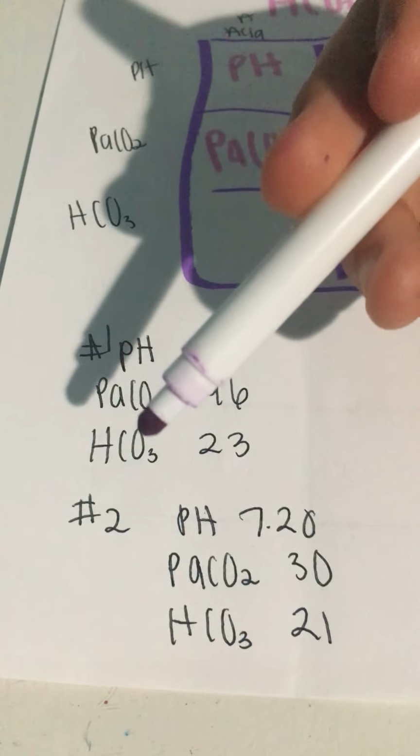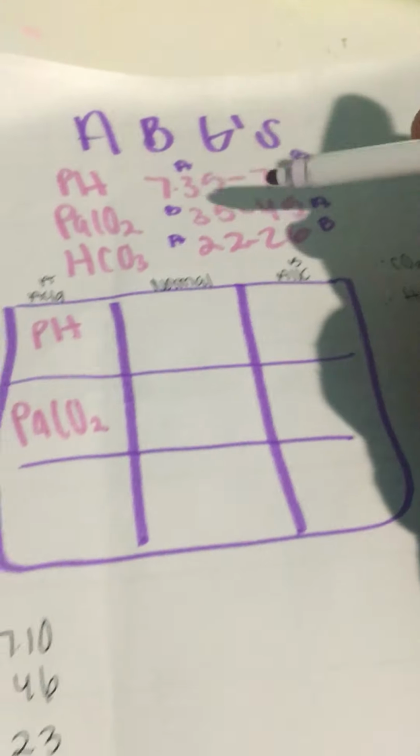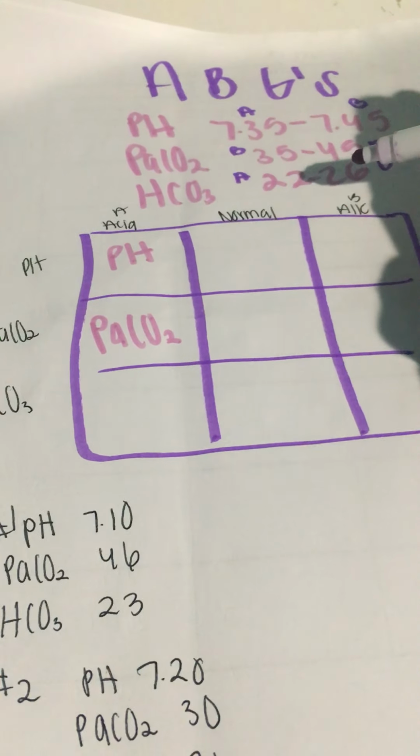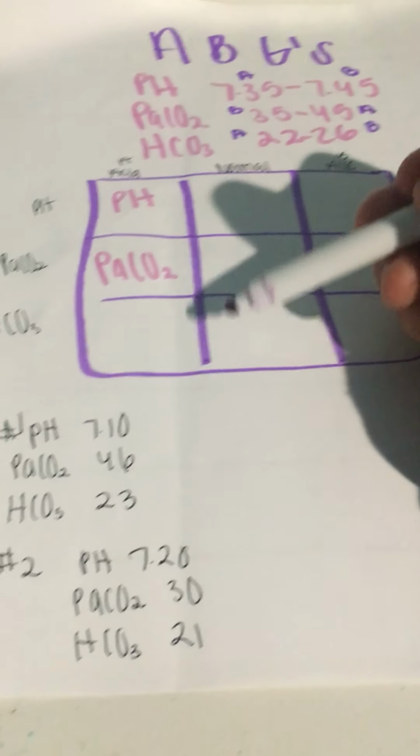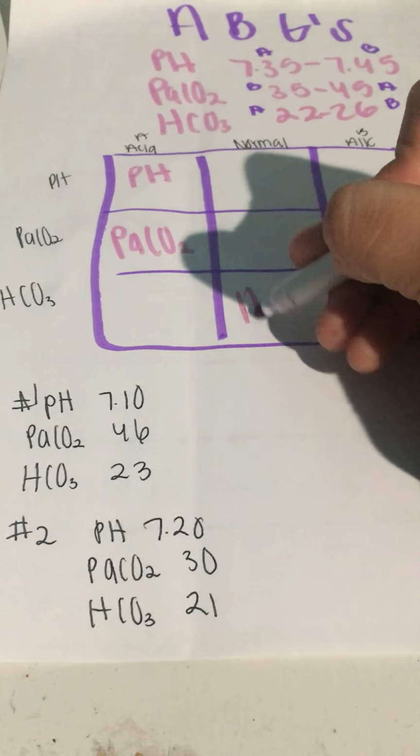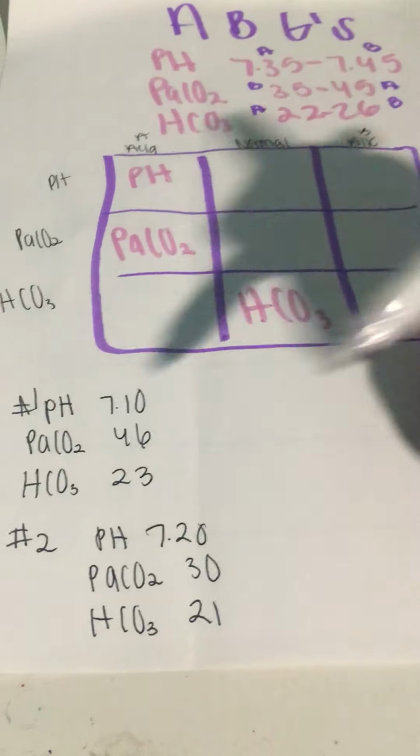And then we go with HCO3. We go back to our chart, and the normal range is 22 to 26. It is within normal range, so it's normal. So we just put HCO3 there, and that's good.